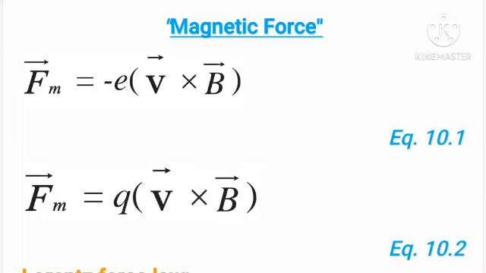Now in the next equation, the general equation for the magnetic force is given, in which any charge q has magnetic force Fm equal to q into v cross B. So this is our equation number 10.2.